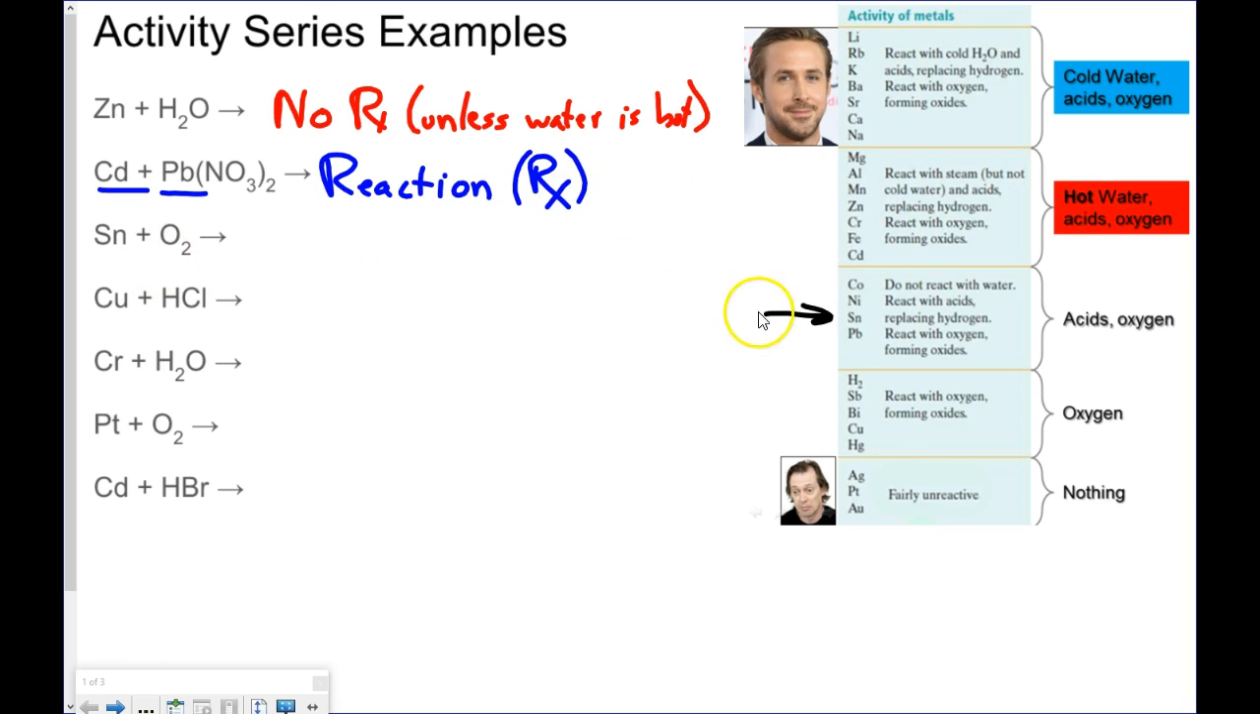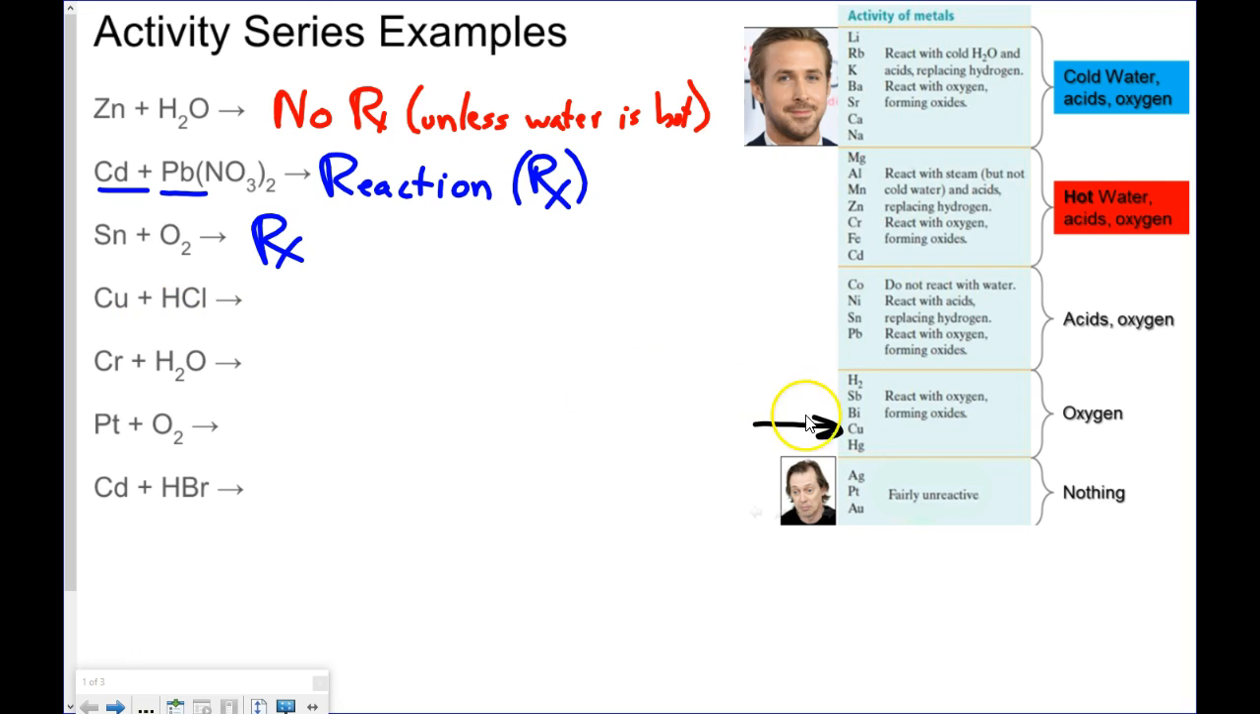Next one, tin and oxygen. Here's tin, which does not react with water, but will react with acids, replacing hydrogen. It will also react with oxygen, forming oxides. So in this case, we will get a reaction. It will react with this. So tin plus oxygen will create tin oxide. We're going to get a reaction.